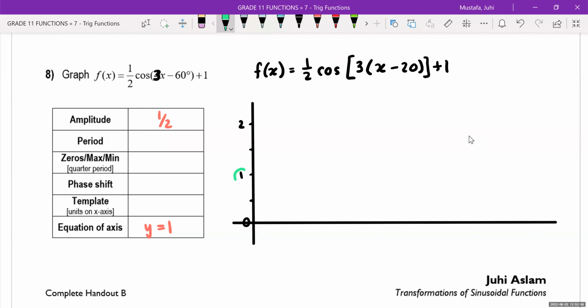My equation of axis is y is equal to 1. And I'm going to make that dashed.